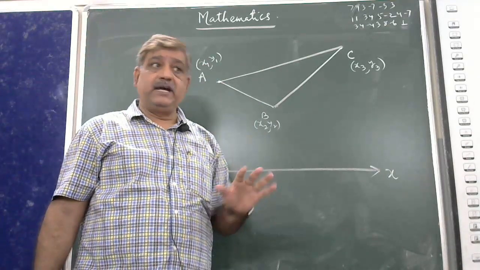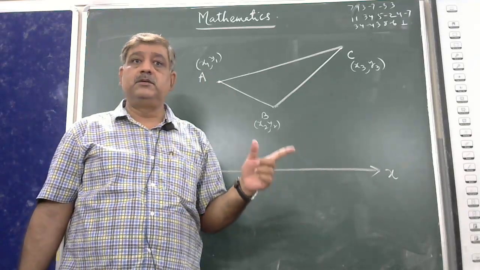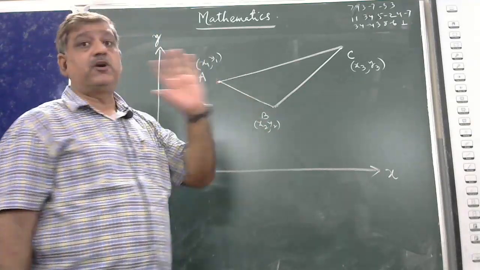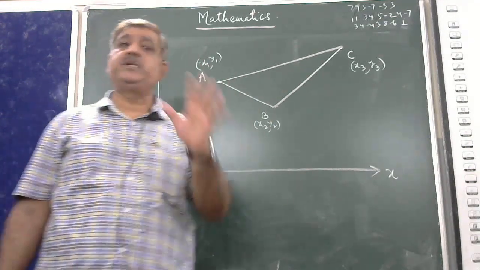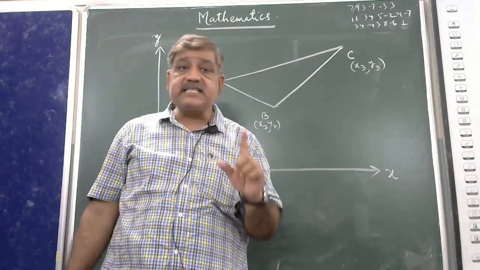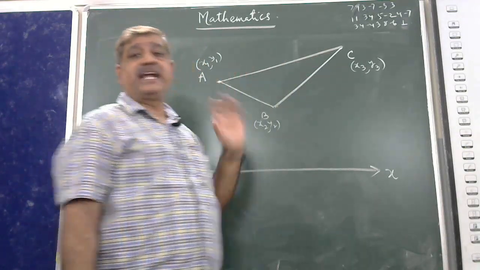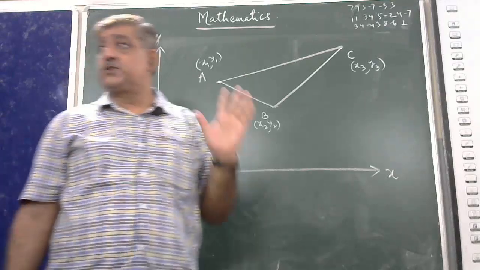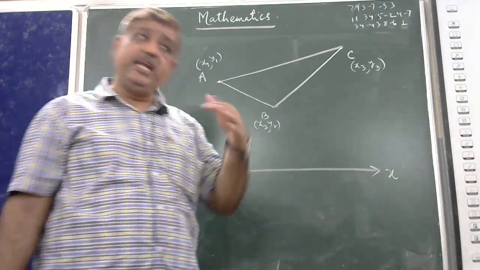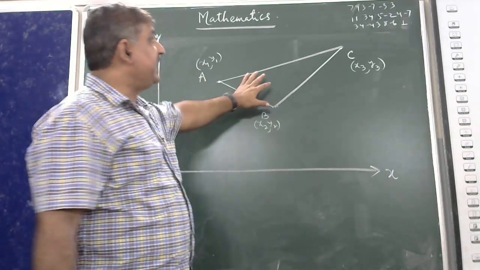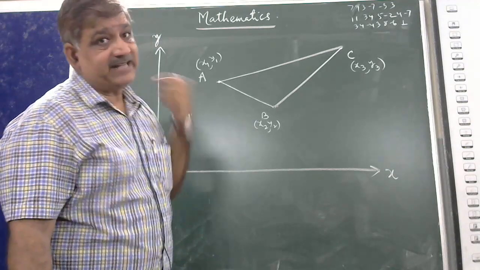And for ICSE and CBSE students, they also know the area of a triangle using Heron's formula, that is root over S into (S minus a) into (S minus b) into (S minus c), where S is the semi-perimeter, that is the sum of lengths of 3 sides of the triangle divided by 2. So this formula you know. Now here we will deduce a new formula for finding the area of a triangle in coordinate geometry. Now how to get that formula?